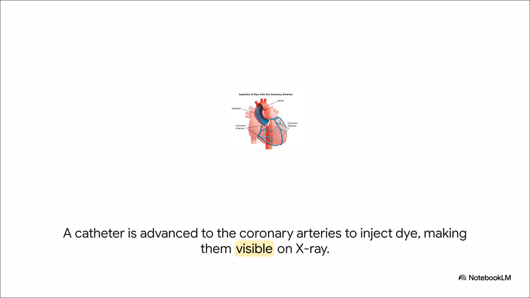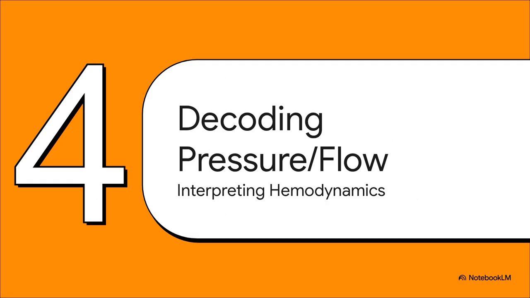From this perfect spot, we inject a little puff of contrast dye and boom, the whole vessel just lights up on the X-ray, letting us see its entire structure in real time. Okay, this is where the cath really flexes its muscles, in a way no other test can. It's not just about the pictures, it's about the physics. How do we take these direct pressure readings and use them to diagnose some really complex heart problems?